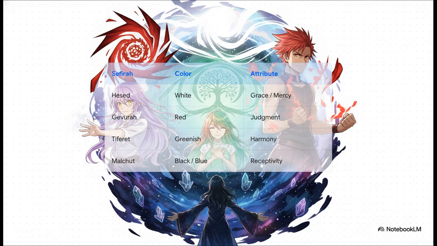Look at this breakdown. Hesed is absolute grace and mercy, right? Represented by pure white light. Gevura is judgment and restriction, represented by red. Tiferet is harmony, which is a greenish mixture of the two. And then down at the very bottom we have Malchut. Malchut is pure receptivity, represented by black, blue, or sometimes a composite of all the colors combined. Because here's the secret, Malchut actually has no color of its own. It literally only reflects what it receives from above.